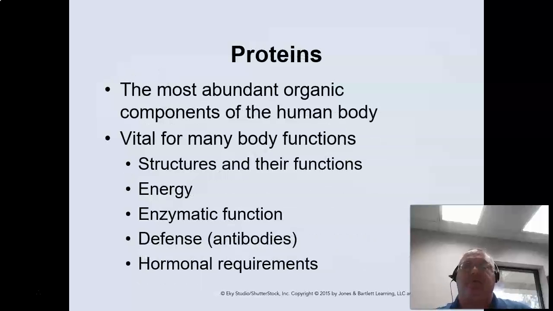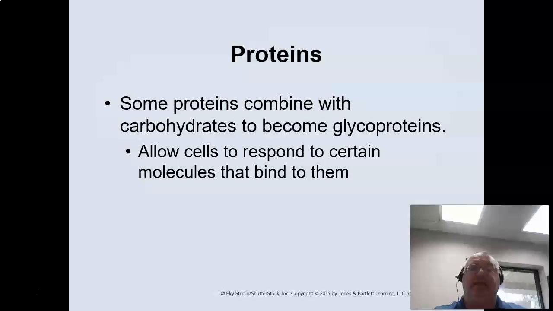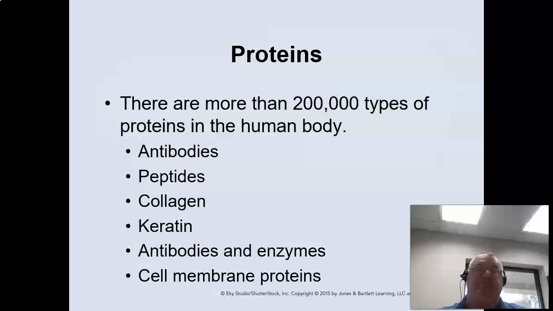And then the same thing with proteins. Proteins help us build and carry out their function. They help us produce energy. They also make enzymes and give us our defense, or antibodies. Those are protein-based. And then hormonal requirements, hormones are protein-based. Some proteins can combine with carbohydrates to form glycoproteins. These allow cells to respond to certain molecules that bind to them.